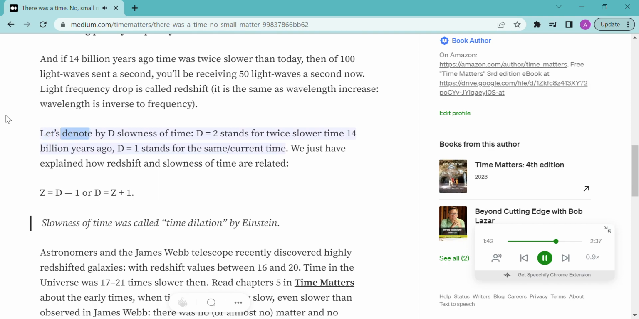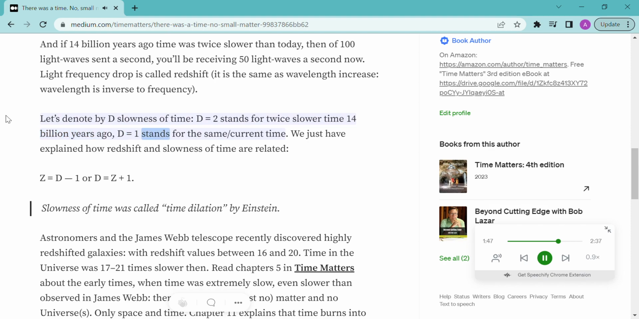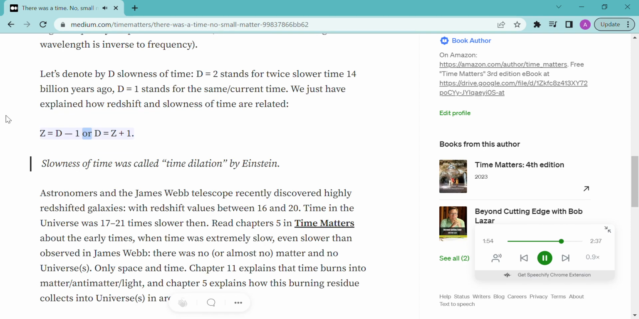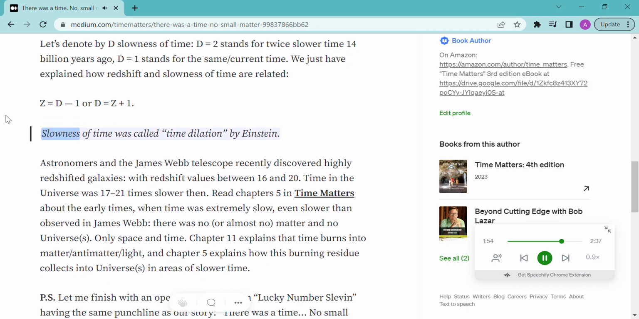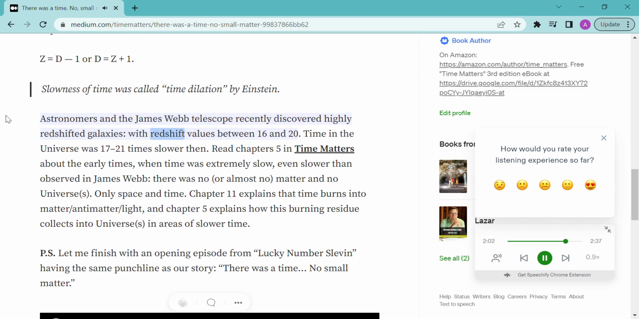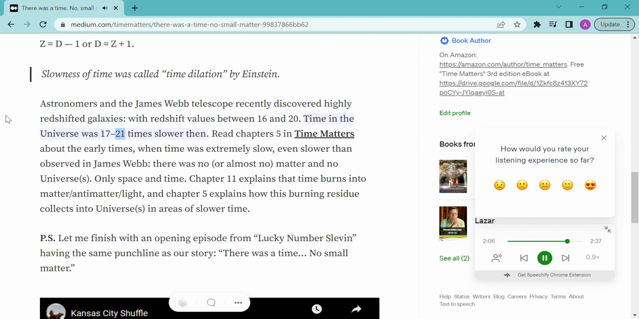Let's denote by d the slowness of time. d equals 2 stands for twice slower time 14 billion years ago. d equals 1 stands for the same, current time. We just have explained how redshift and slowness of time are related: z equals d minus 1, or d equals z plus 1. Slowness of time was called time dilation by Einstein. Astronomers using the James Webb Telescope recently discovered highly redshifted galaxies, with redshift values between 16 and 20. Time in the universe was 17 to 21 times slower then.